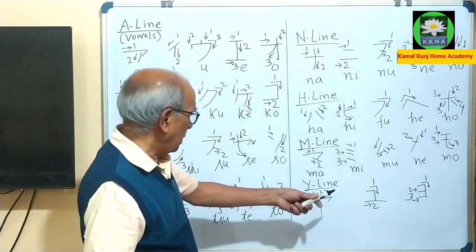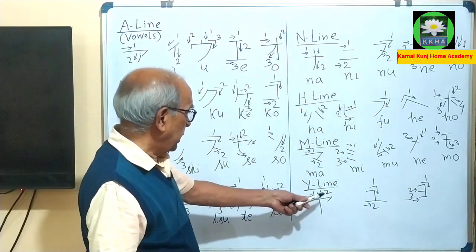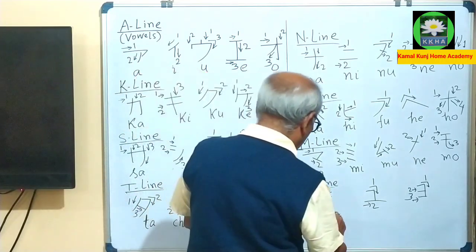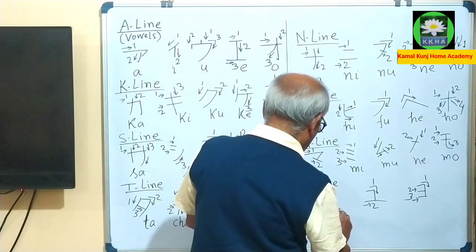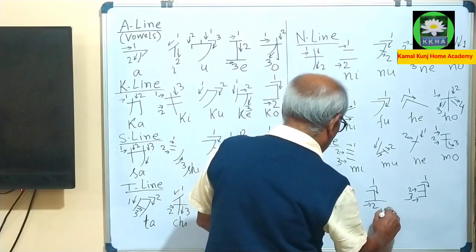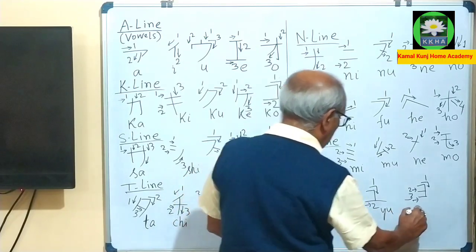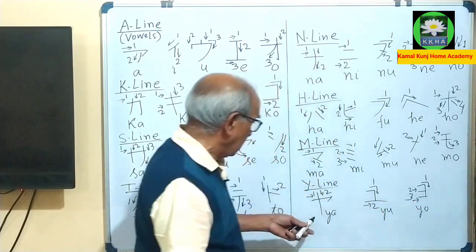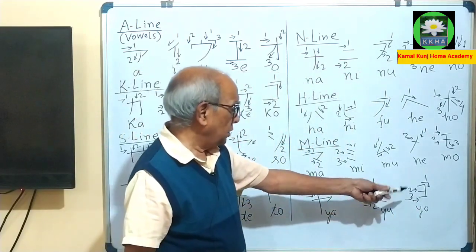So these are Y line katakana pronounced as ya, yu, yo. Ya, yu, yo.